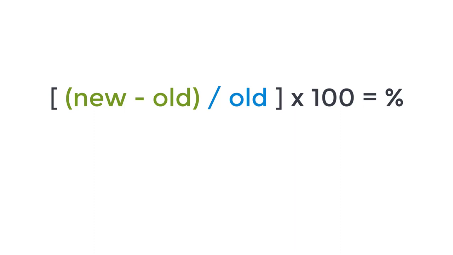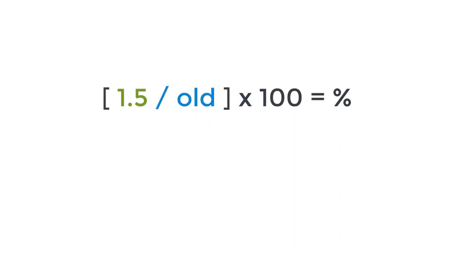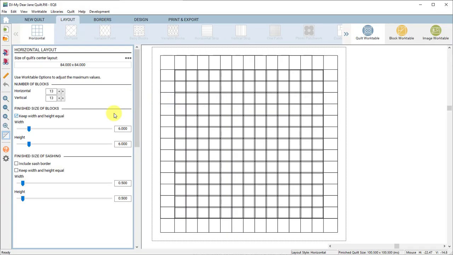What we need to do is take the new size, which is 6 inches, minus the old size, which is 4.5 inches, and we get 1.5. So the new size minus the old size equals 1.5. And then we take 1.5 divided by the old size. So 1.5 divided by 4.5 equals 0.33, which as we know is 33%. So we increased the center block size by 33%.